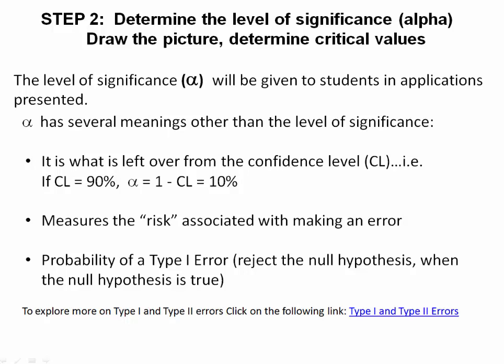Alpha also measures the risk associated with making an error. In other words, if alpha was 10%, then I'm taking a 10% chance that I am wrong, or I'm willing to be wrong 10% of the time. Additionally, you will find that alpha represents the probability of a type 1 error. A type 1 error is when we reject the null hypothesis when the null hypothesis is true. If you go back into the PowerPoint presentation provided to you, you can select the link and you will find additional information on type 1 and type 2 errors. We will not cover this in detail in this class.